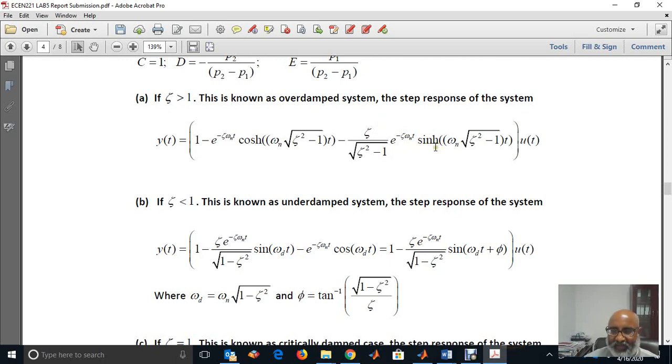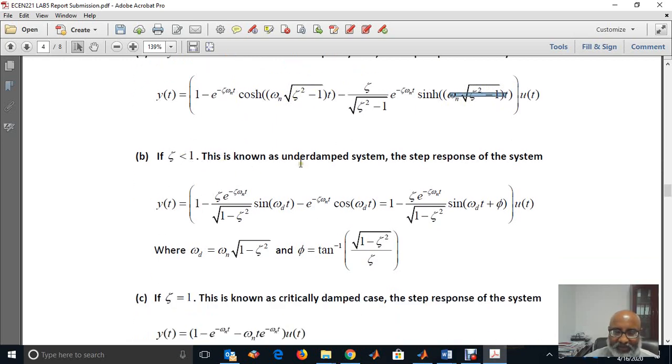Don't make mistakes in MATLAB. It is not sine, it is sine hyperbolic, and this is also cos hyperbolic. So there are functions sinh and cosh in MATLAB. Sine hyperbolic of omega n square root of zeta square minus 1 times t. So you will get this, the sine hyperbolic of the one in the bracket, and the same here, the cosine hyperbolic of the one in the bracket.